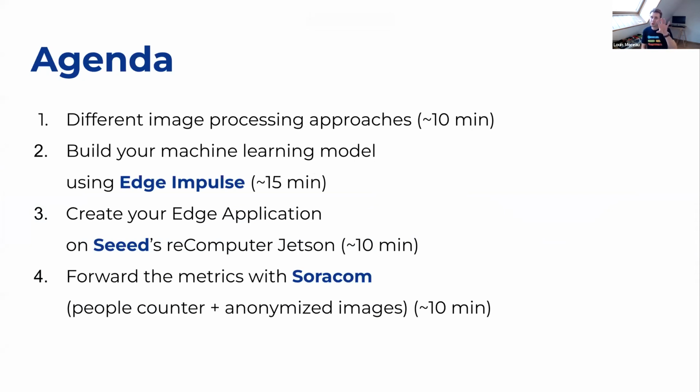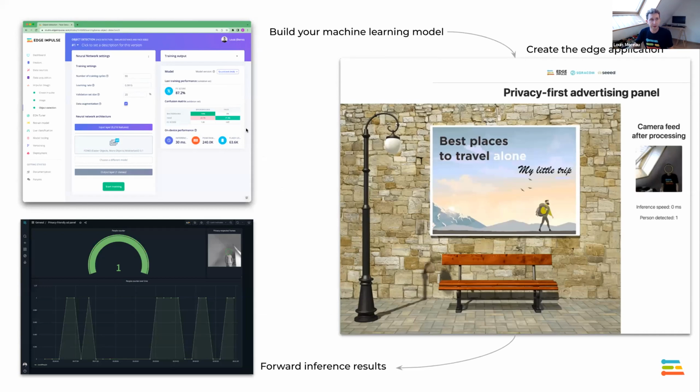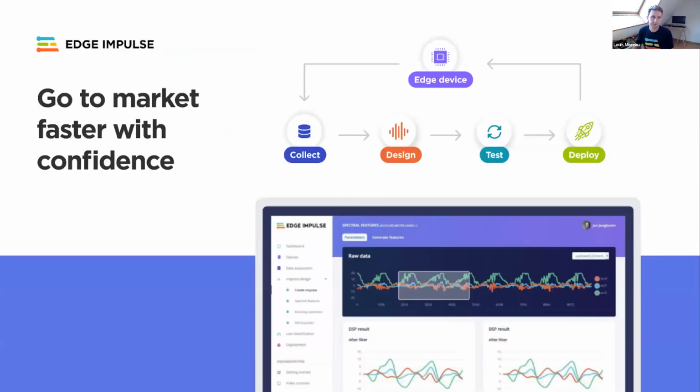Then I will show you how to extract the machine learning model that we built in the cloud, and take it and build an application that runs on the edge device. In our case, on the SIDS reComputer Jetson. And then I will show you how to forward the metrics with Soracom, including one people counter and the anonymized image. So we are going to use three tools, mostly Edge Impulse Studio, then the SIDS reComputer to host a web page. And finally, we are going to use a set of tools provided by Soracom to forward the inference.